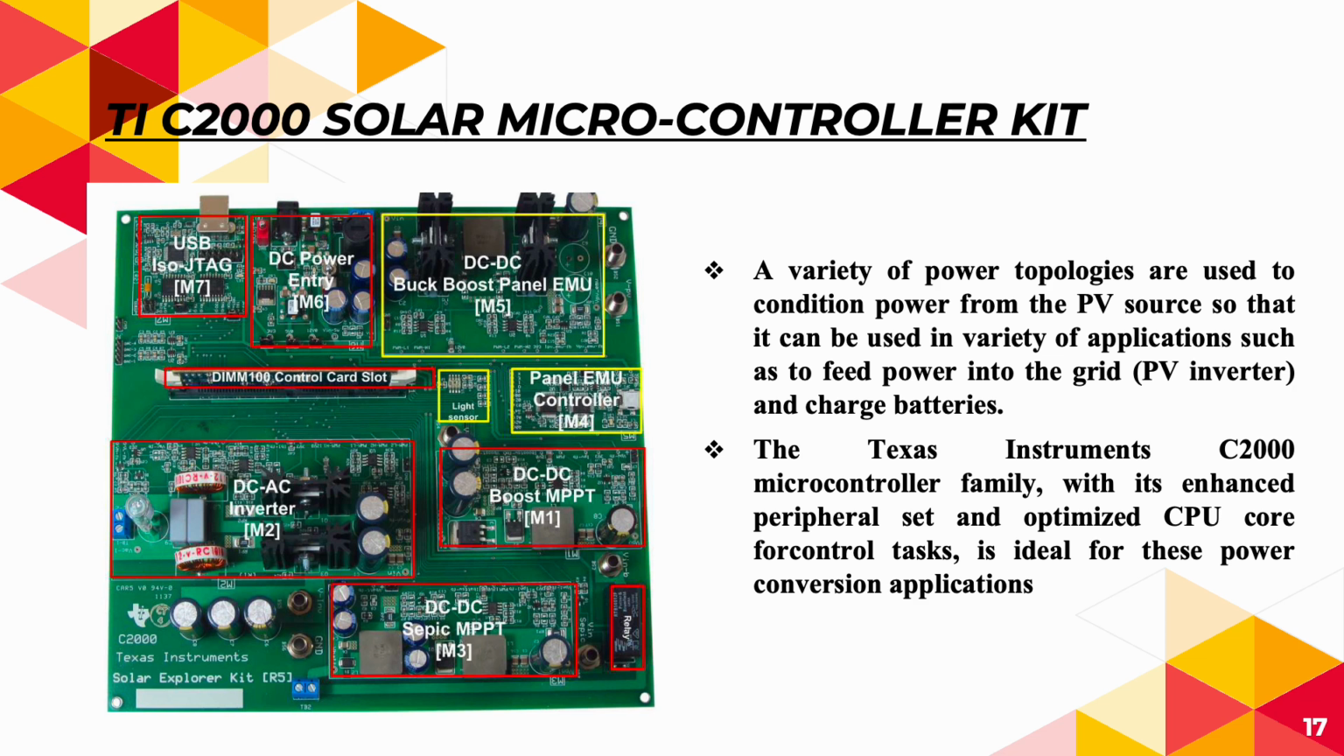Now we can discuss some of the basic concepts of the TI, that is the Texas Instruments C2000 solar microcontroller kit. All these things are already integrated in a single kit, which is very effective. And you can see there are different modules on this chip. Like this is the DC to DC buck boost converter. This is the controller. This is the DC to DC boost MPPT, which we are using in our simulation. This is the inverter module. So we can see that every module is already on board in this microcontroller kit.